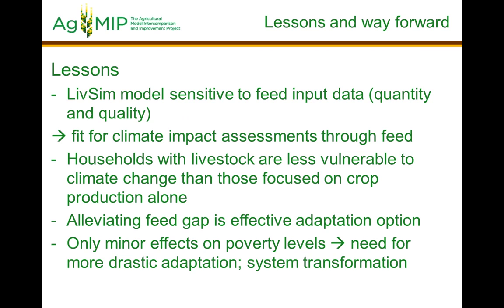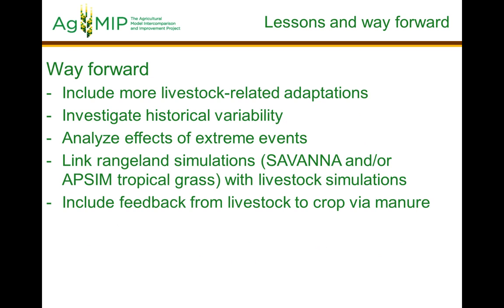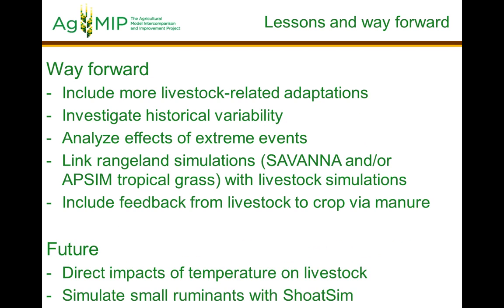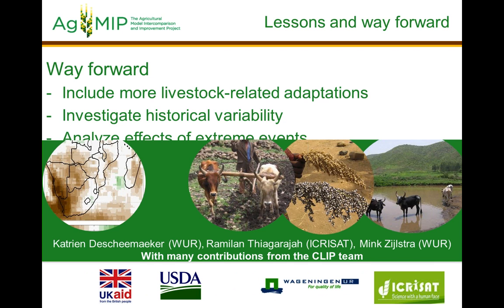Secondly, that we found, and that is then more content related, that households with livestock are less vulnerable to climate change than the households that are focused only on crop production. Thirdly, that alleviating feed gaps is an effective adaptation option, but that we only saw minor effects on poverty levels, and so for the system in Zimbabwe, there is a need for more drastic adaptations and system transformation even.